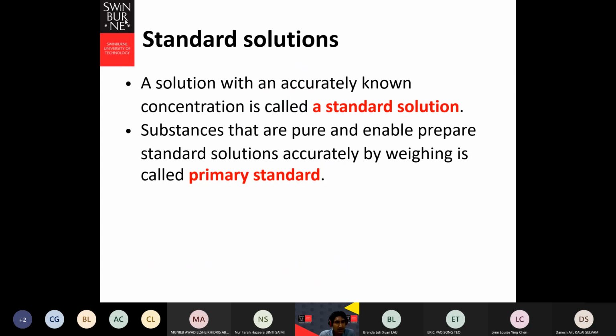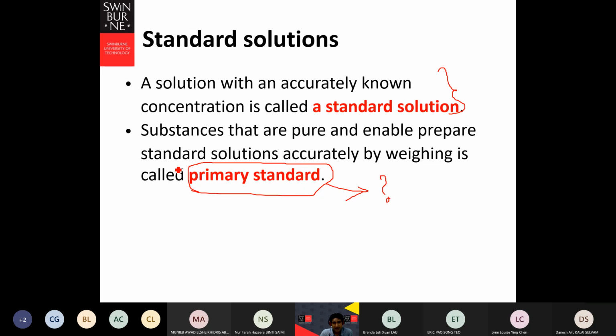Okay, so a standard solution is a solution with accurately known concentration. I was discussing the standard solution. What do we use to produce a standard solution? We always use the primary standards to produce a standard solution. What is a primary standard?